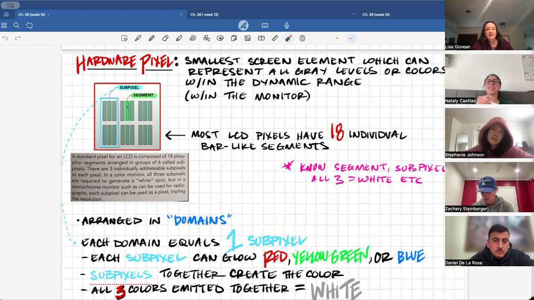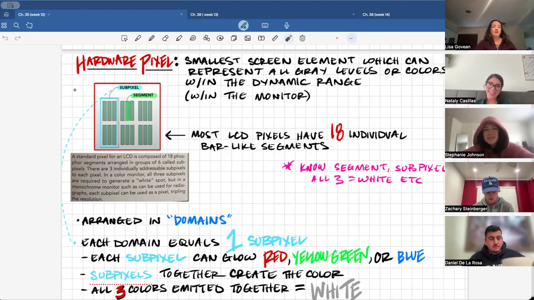Okay, because that picture confused me. So the segment is the smallest bar. A group of three is a domain. A pair of two domains is a subpixel, and this whole thing of 18 segments is a hardware pixel. Thanks, guys. I understand it now. That was actually really helpful. I struggled.